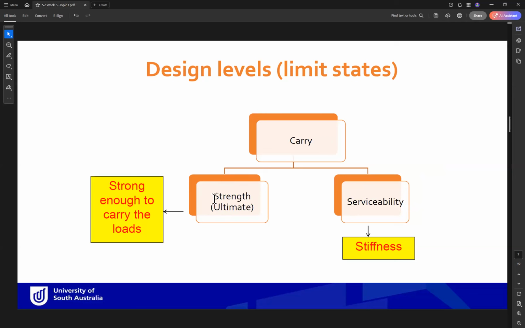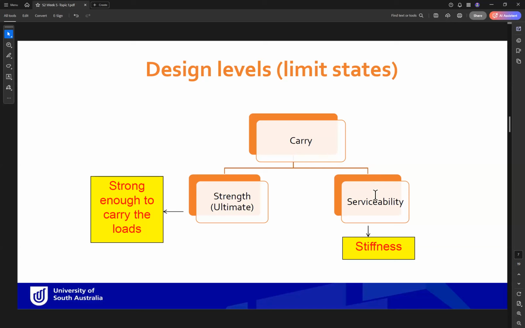Ultimate limit state deals with the building or the structure element at its failure. So we are investigating the strength of the element at its failure. We need to make sure that the structure is strong enough to carry the loads. So this is how the design works. We need to make sure that the structure will sustain all the loads expected to be applied to it.